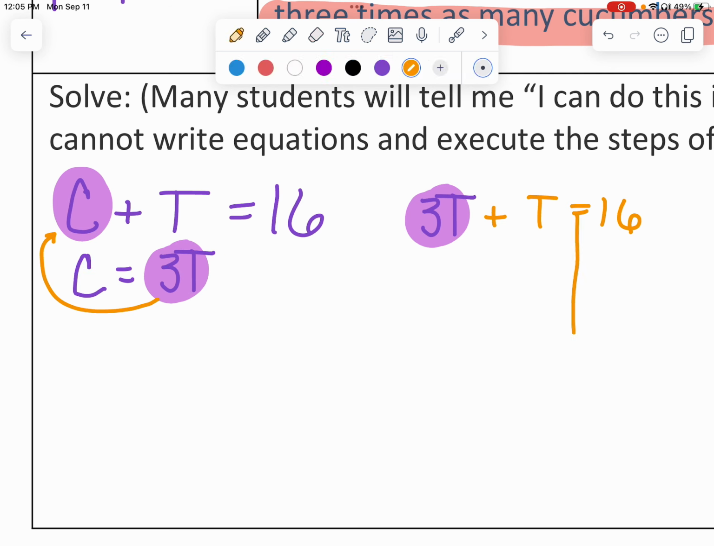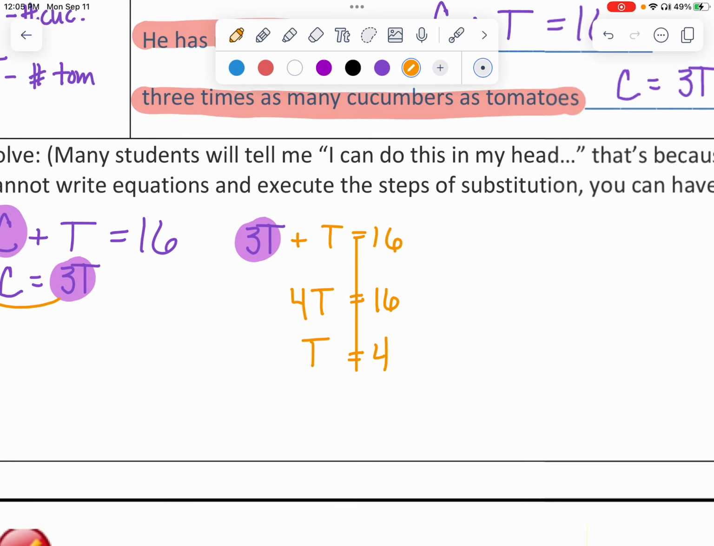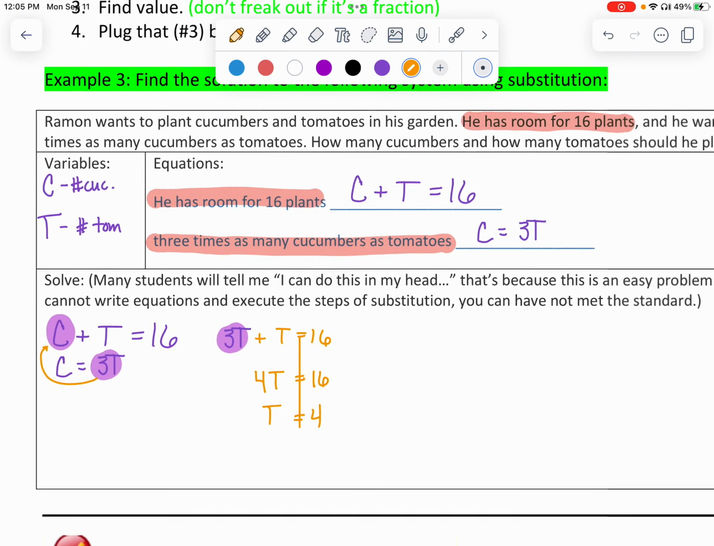I'm going to put my fence on. I'm going to combine my like terms to get 4t. I'm going to divide by 4. And I have an answer for tomatoes. So what is this? Tomato plants.